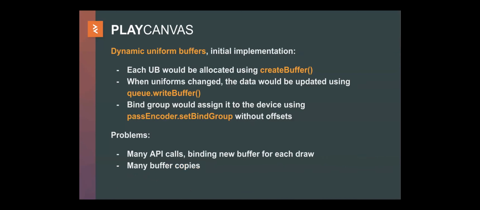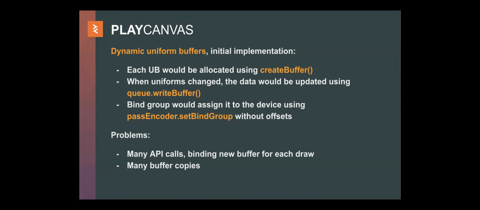The next part of the engine is the part where we upload constants into those GPU buffers. So we had an initial implementation, very simple, just to get us going, where each uniform buffer would be a separate allocation, a separate buffer. We would modify the CPU side of data and upload them to the buffer using writeBuffer. And then we would assign the bind groups without offsets, as each buffer is separate. So this worked fine. Performance wasn't great because there's lots of API calls, lots of buffer copies, and usually those happen in between draw calls.